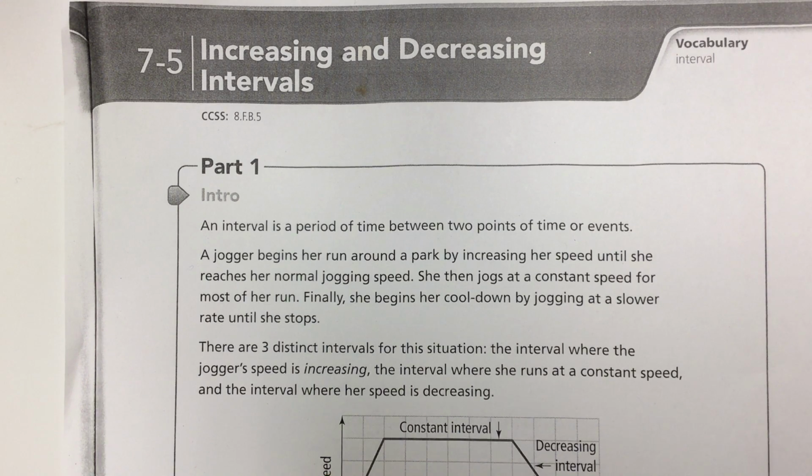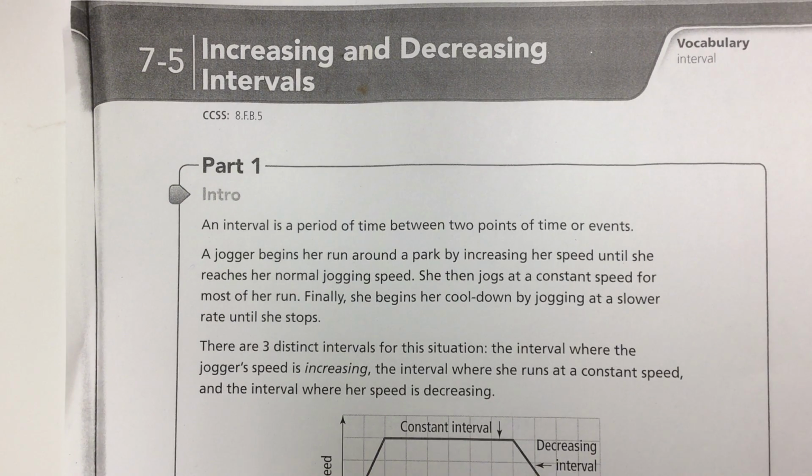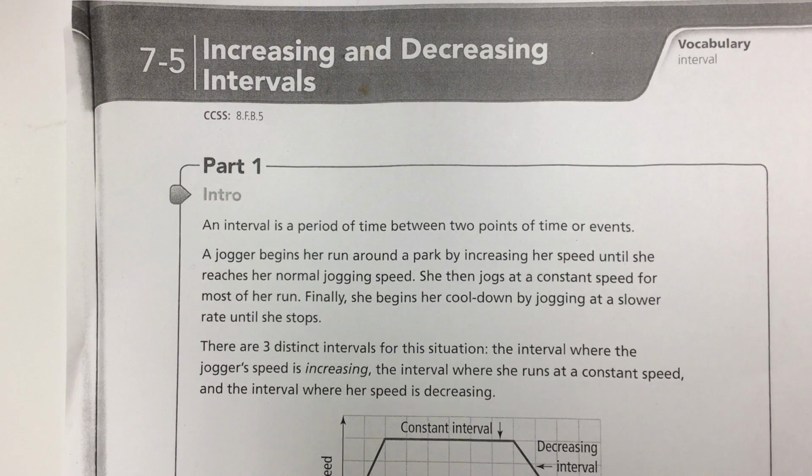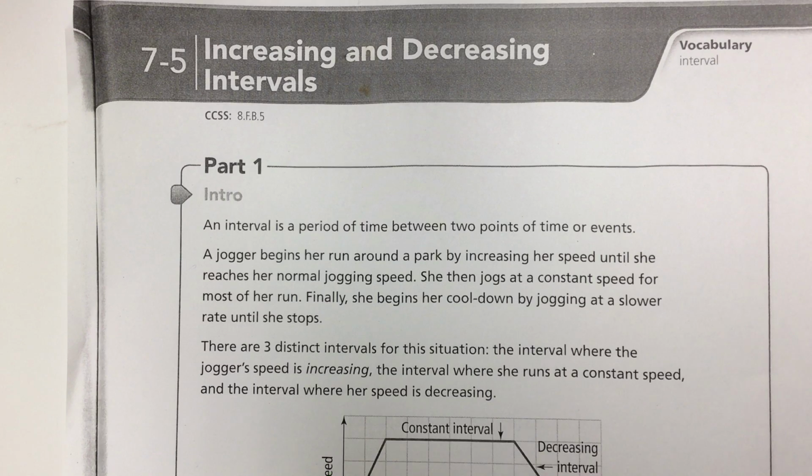A jogger begins her run around a park by increasing her speed until she reaches her normal jogging speed. She then jogs at a constant speed for most of her run. Finally, she begins her cool down by jogging at a slower rate until she stops. There are 3 distinct intervals for this situation.